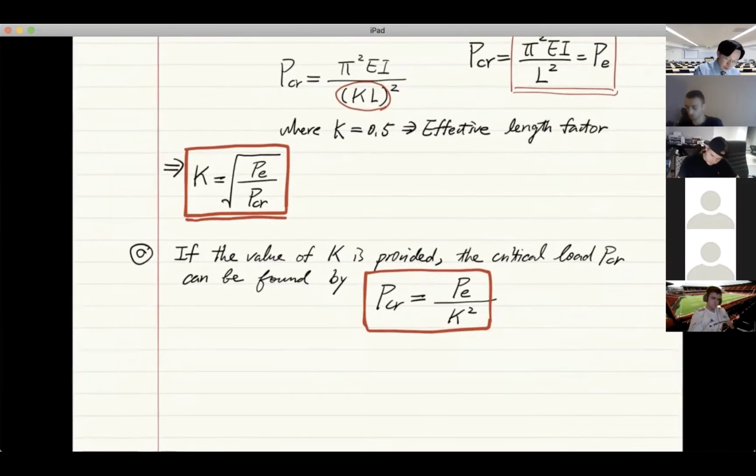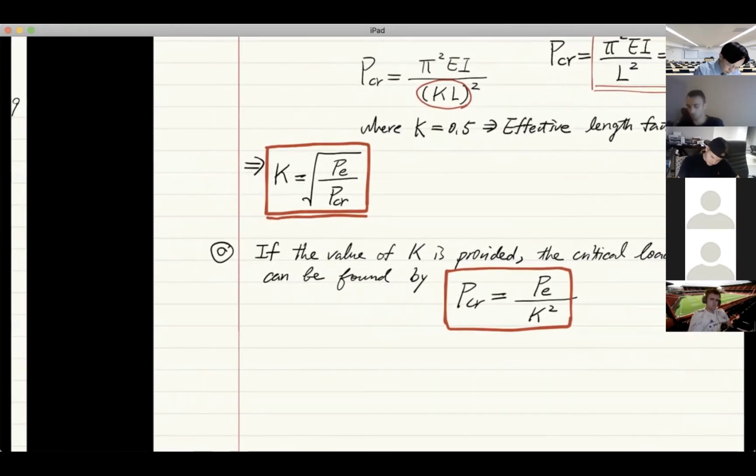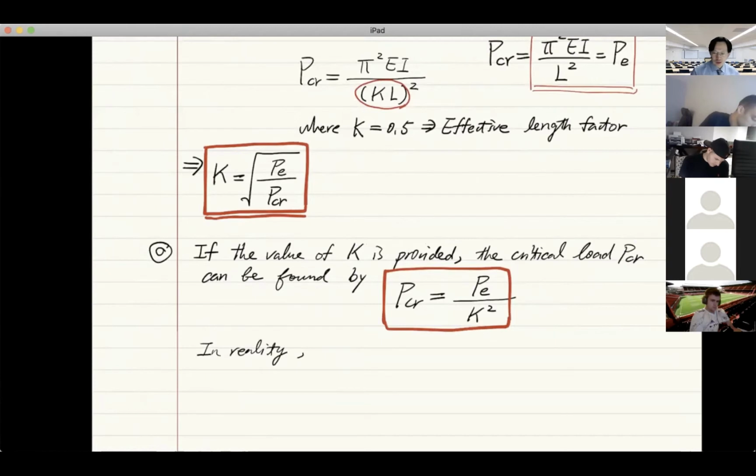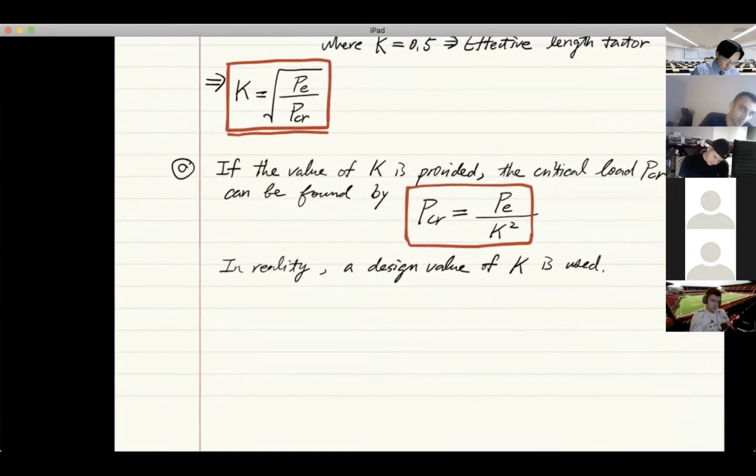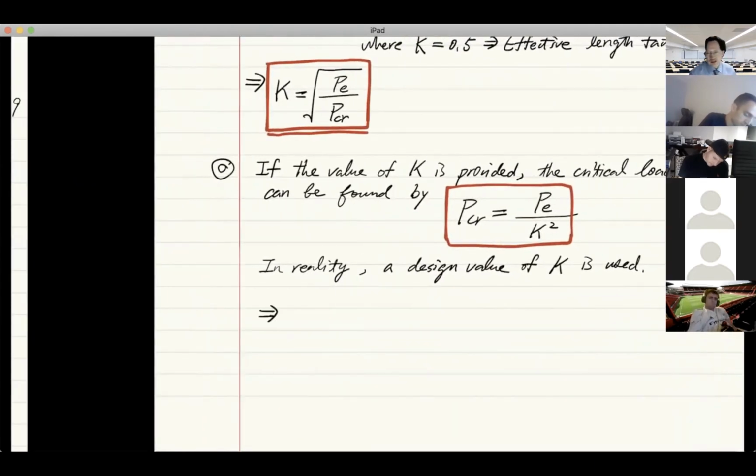Now, this is theoretical. In reality, we will use a reduced value, and we call it a design value of K. Which means what? Which means instead of using the theoretical value, what do I mean by the theoretical value? That means this PCR, the value where you use the theoretical K, then you're going to find the theoretical PCR.